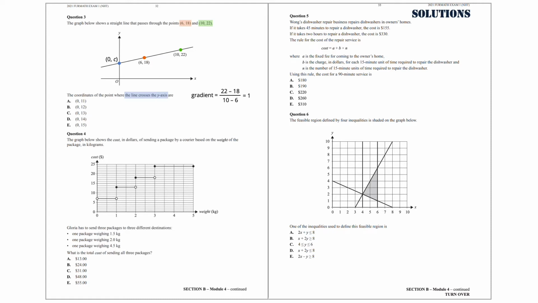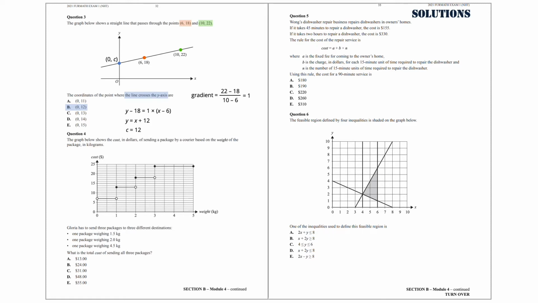We can now write the equation of the line using the point with coordinates 6 and 18. That is, y minus 18 equals 1, the gradient, times x minus 6. Therefore, y equals x plus 12. So the value of c equals 12. So the coordinates of the point where the line crosses the y-axis is option B.